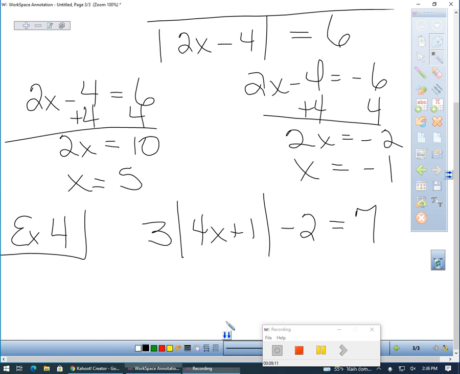First thing we need to do to get this absolute value by itself is to add 2 to the other side, right? So add 2 to both sides. We get 3 times the absolute value of 4x plus 1 equals 9. Now tell me, what is that 3 doing to that absolute value? So how do we get rid of it? We cannot distribute. I want you to think of those bars as like bars to a jail cell. You cannot get in and you cannot get out.